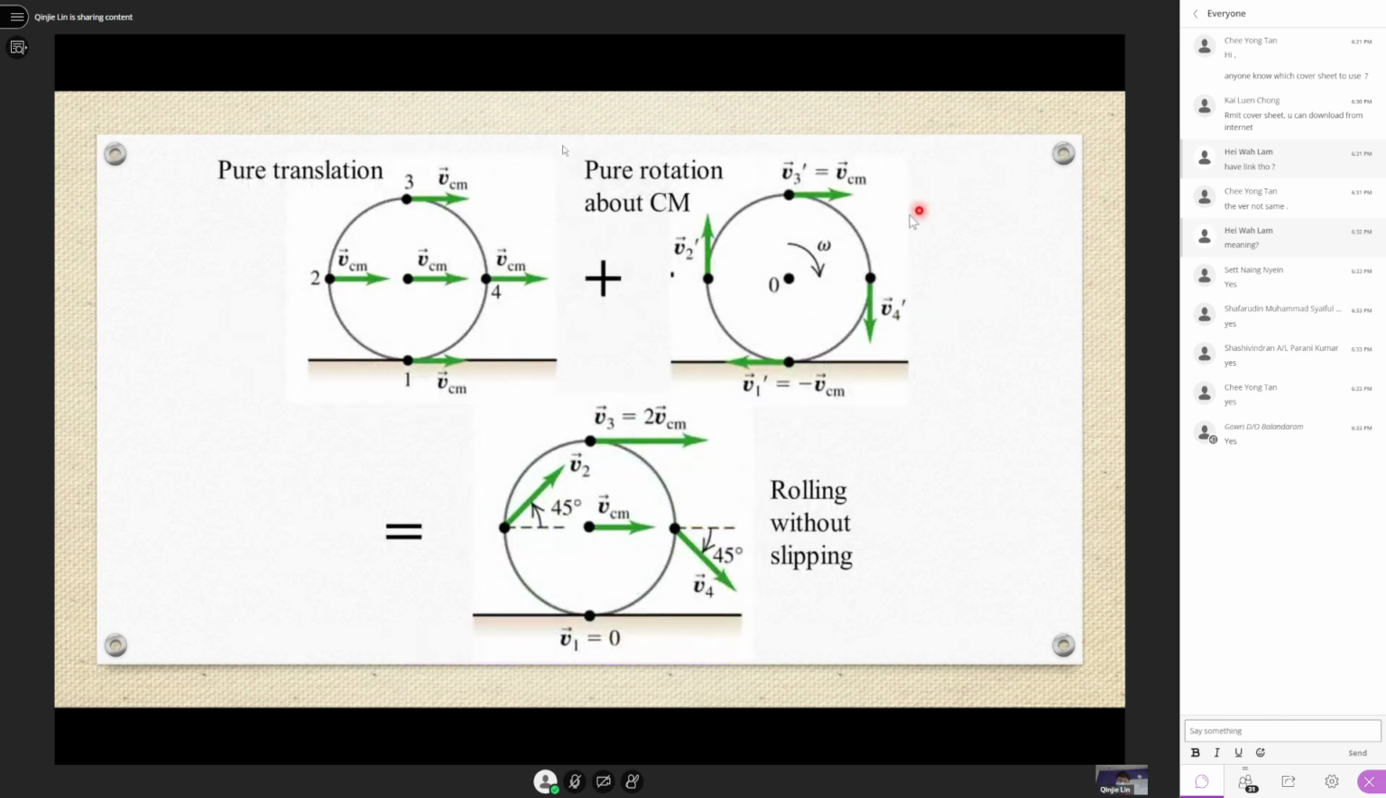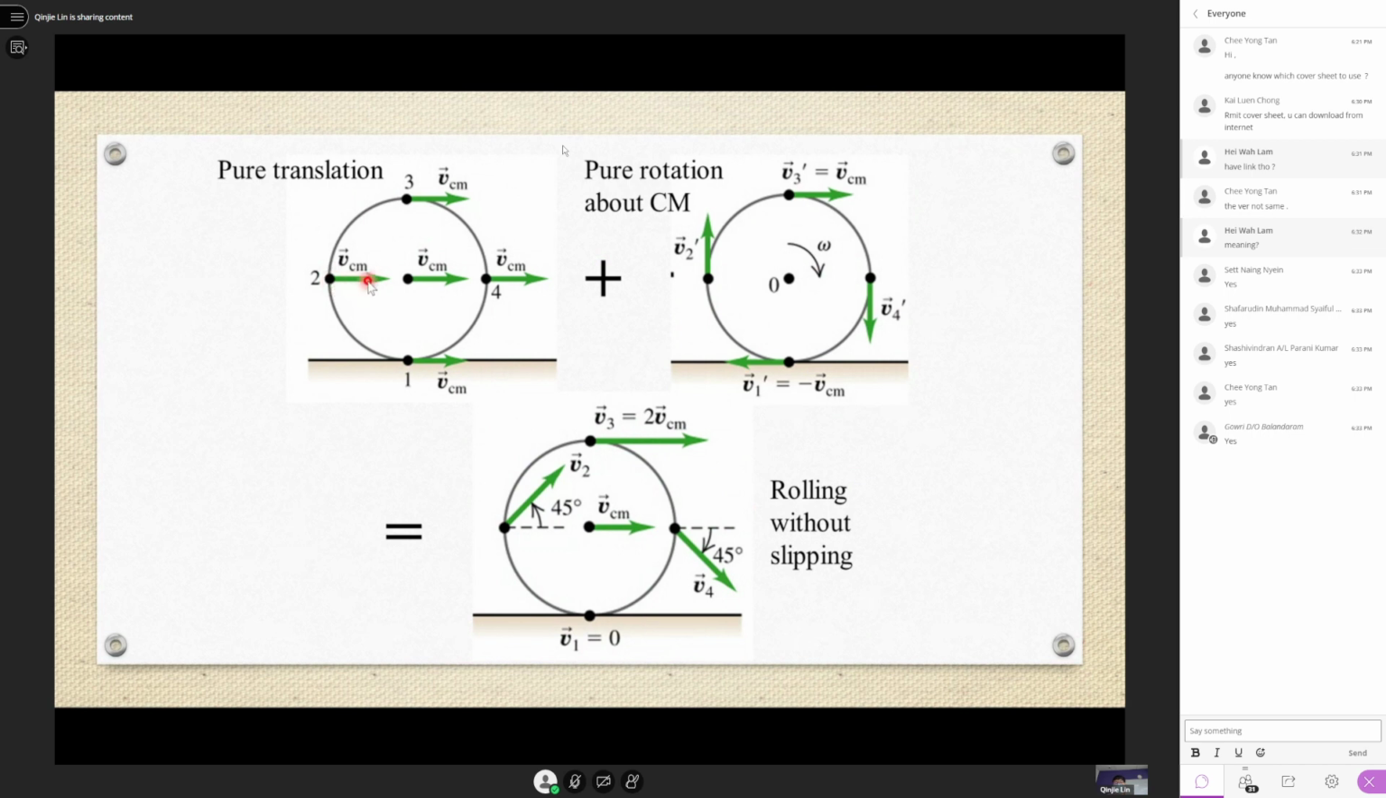If we look at the next slide, which is this slide, it will be clearer. So pure translation means the motion that is moving only, without rotation. Then pure rotation, because it's rotating. The rolling motion will be the combination of the vectors. As you can see, you see point 2.